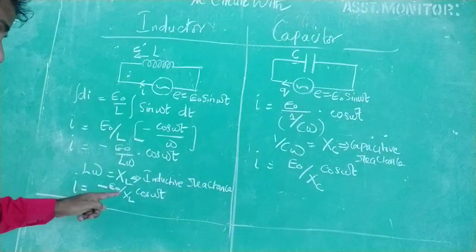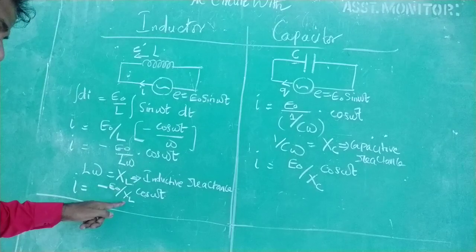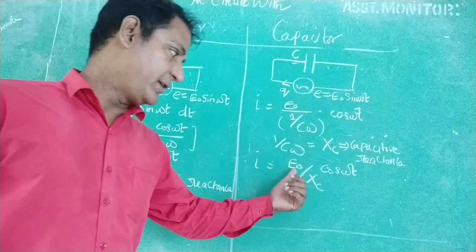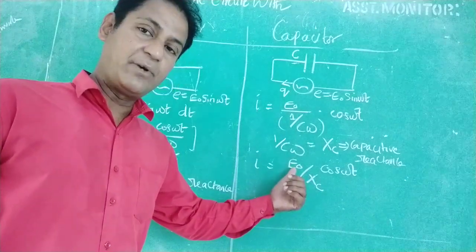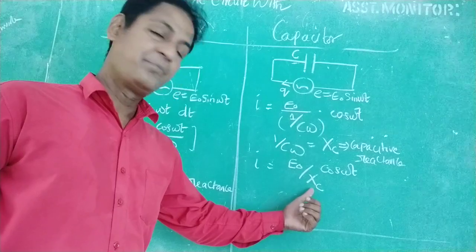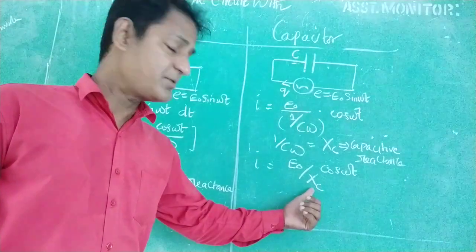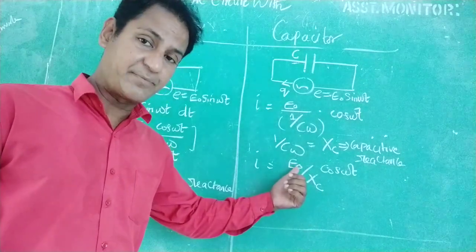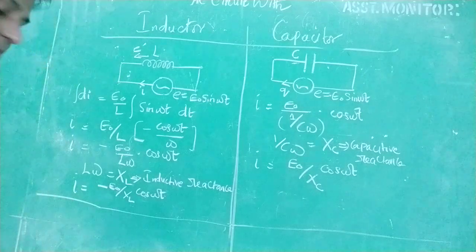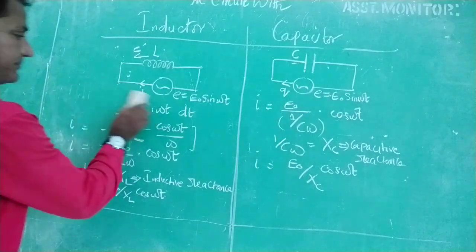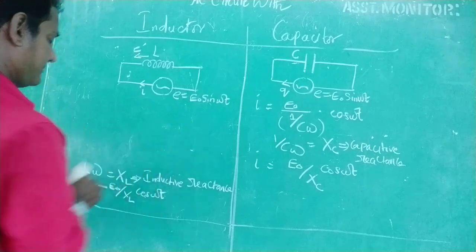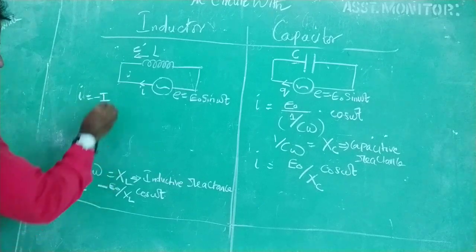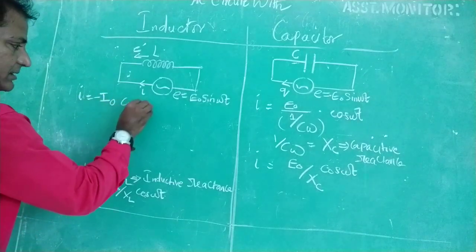So E naught by resistance, that is voltage by resistance, if it is E naught, then that will be I naught. Here also E naught by XC, that is the peak value of EMF voltage by the capacitive reactance, is nothing but a resistance. So V by R, like that. Since E naught is present, it will be I naught. So at last I get an answer: I is equal to minus I naught cos omega t.